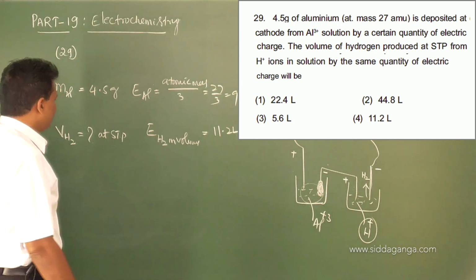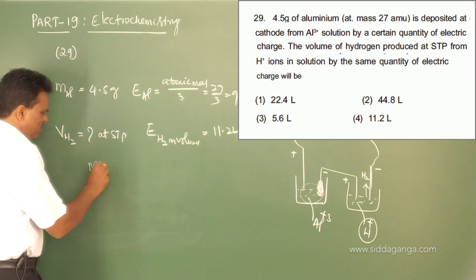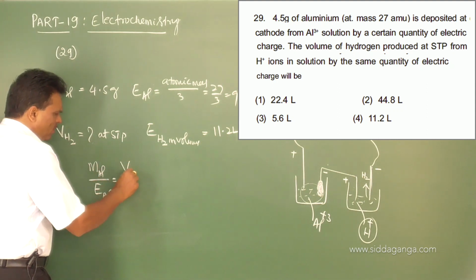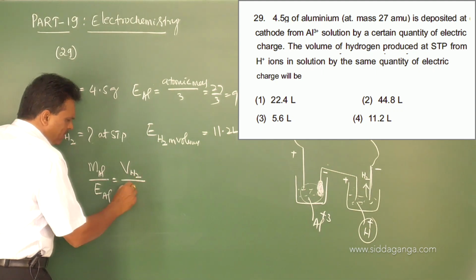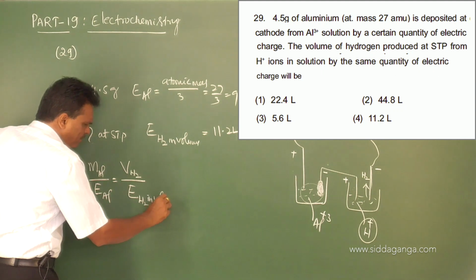So therefore, according to Faraday's second law, mass of aluminium by equivalent mass of aluminium is equal to volume of hydrogen by equivalent mass of hydrogen in terms of volume.